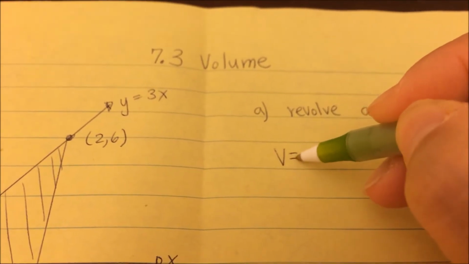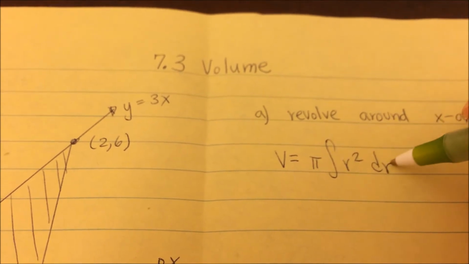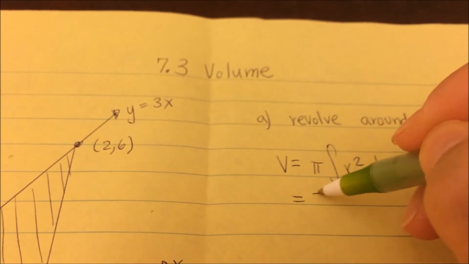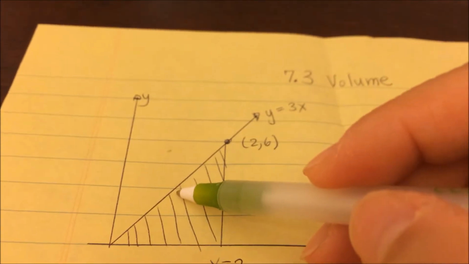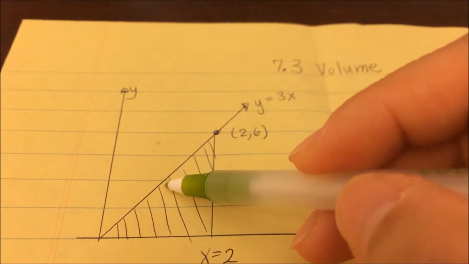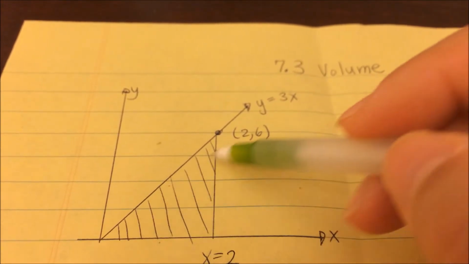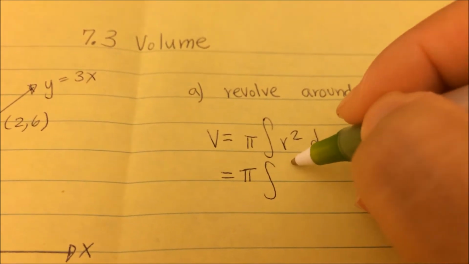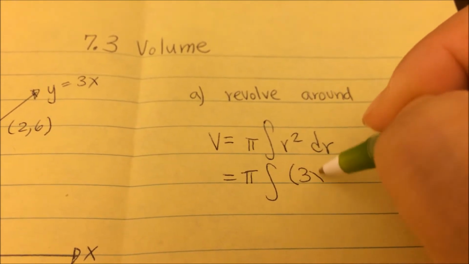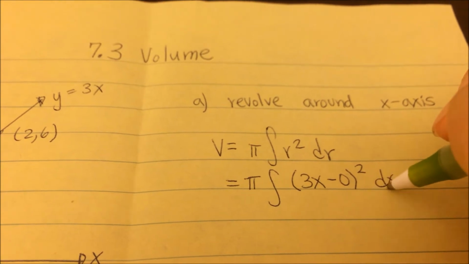So then volume is equal to pi r squared, because that's the area of a circle. Now we need to figure out what r is. So r is going to give us this right here. It's going back to 7.2 when we found the area. This is your top minus the bottom part of it. Your top equation is y equals 3x, and the bottom equation is y equals 0. Just for some people's sake, I'm going to put the 3x minus 0, because it's that top minus the bottom part of it, and that's your dx.